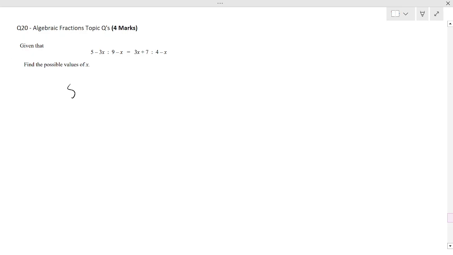Okay. So I'm going to write this down again. 5 minus 3x to 9 minus x is equal to 3x plus 7 to 4 minus x. Okay, so we need to get an equation for x, but at least for me, it's very, very tricky to spot what these ratios exactly mean, especially when there's algebra in it. So what I'm going to do, like I said before, is convert both ratios to the form 1 to n.